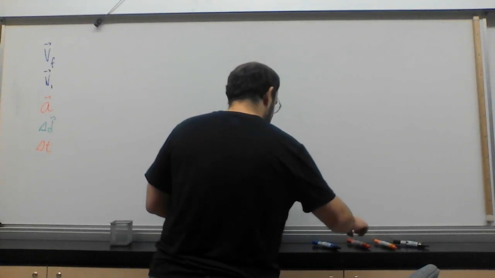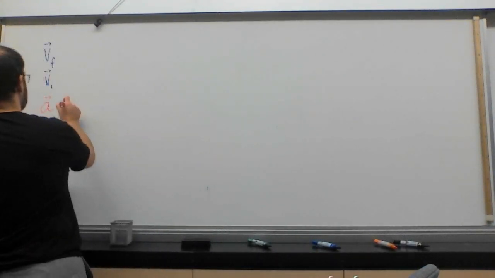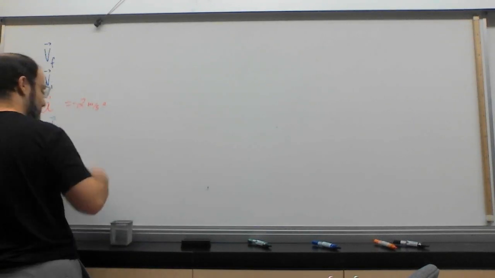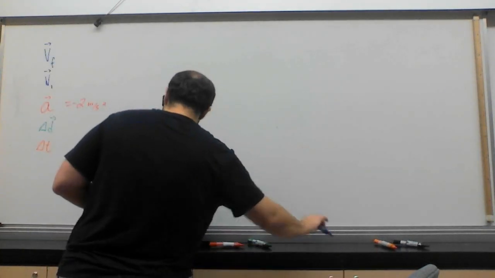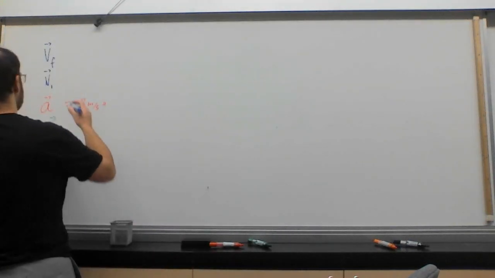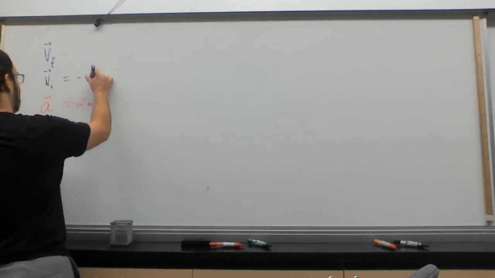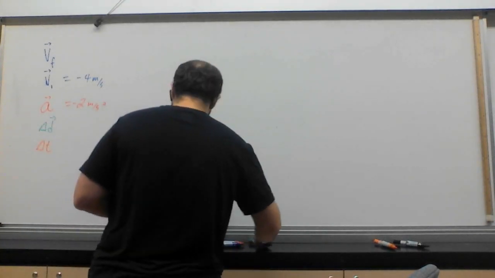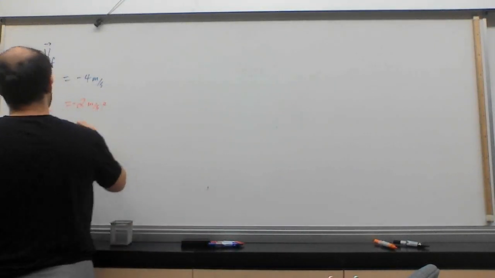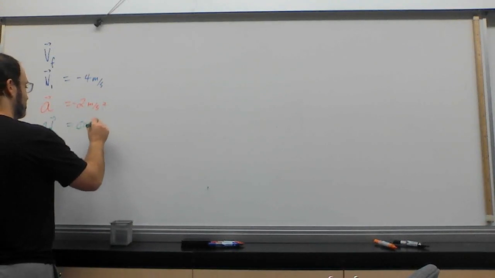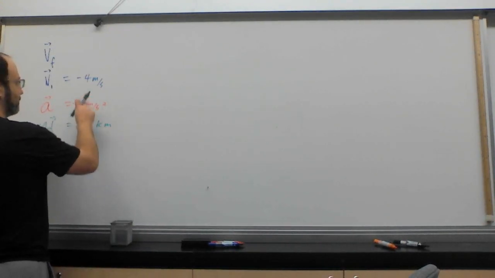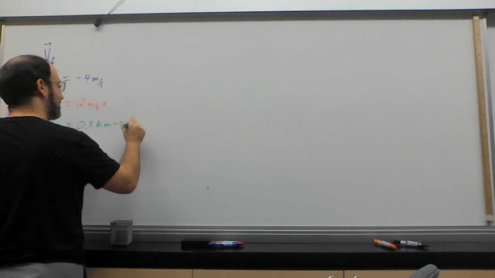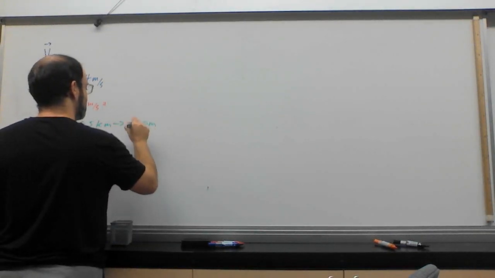We know that the acceleration is 2 meters per second squared. And it's down, so we'll say it's negative. We know that the initial velocity is negative 4 meters per second because he was going down the slope. We know that the slope itself is 0.5 kilometers. Now, these are both in meters. This is in kilometers. So I need to convert that, and it's going to be 500 meters.